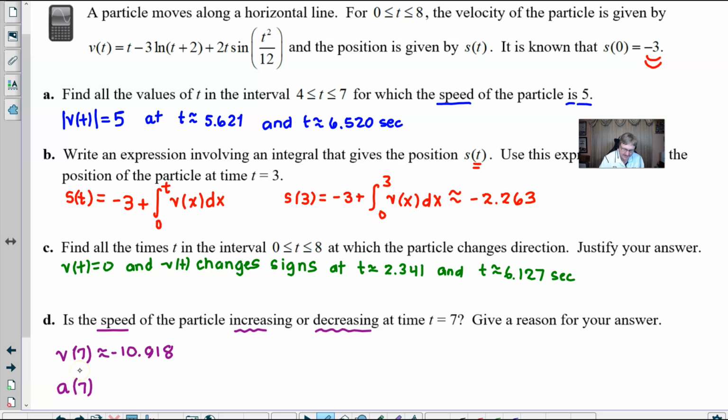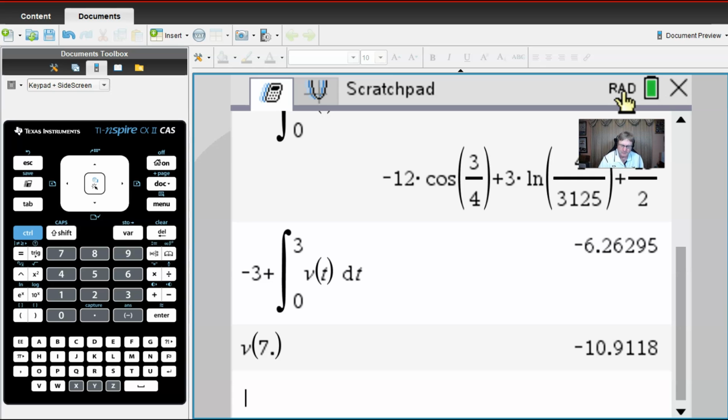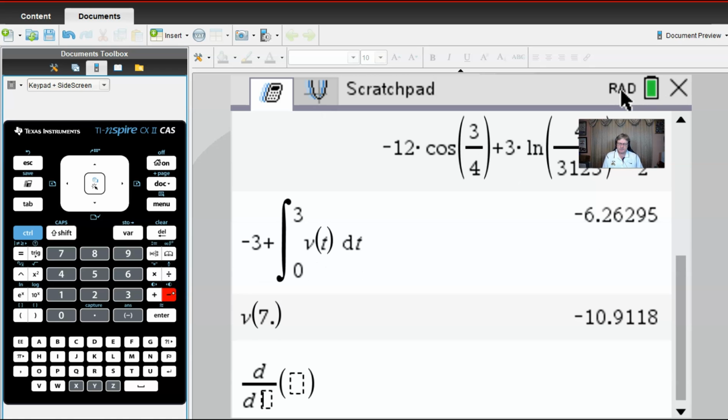Now let's find a of 7. Again, we're going to use the calculator. Why? Because this derivative is way too nasty to take by hand. And besides, you're still demonstrating that you know calculus, even though you're using the calculator. So the shortcut to a derivative on the TI Inspire is shift minus. Some of you out there using a TI-84 might be hitting math 8 at this point.